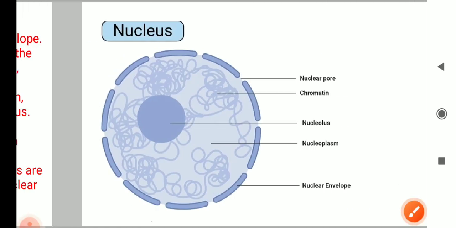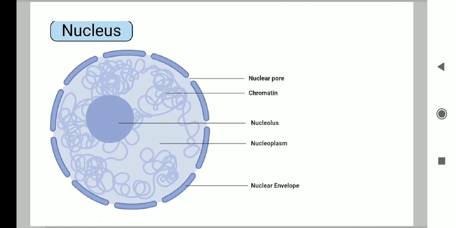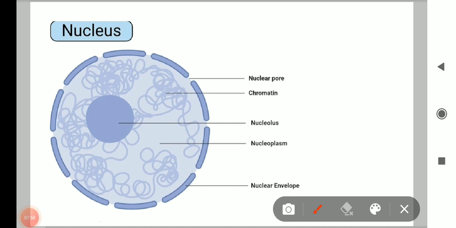And this is the structure of the nucleus. These are nuclear pores, and this is chromatin, and inside the nucleus the nucleolus is present, and this is the nucleoplasm, and the outer structure is the nuclear envelope.